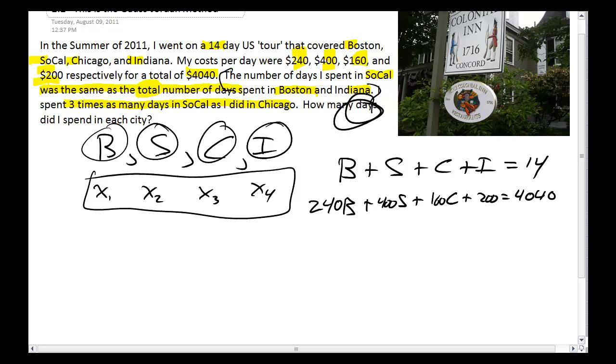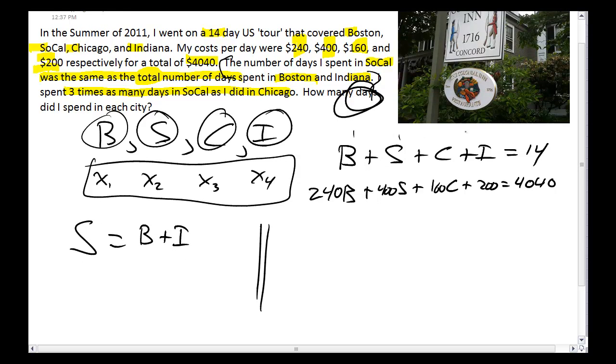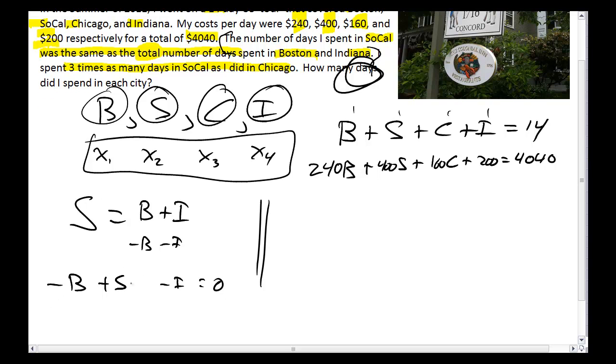First of all, and I'm going to do this sort of scratch work over here, it tells me that the days I spent in SoCal were the same as the days spent in Boston and Indiana. I want to have these all in the correct format where everything's lined up nicely in little columns. So I subtract off B and I, and I make sure I keep it in the right order. So I have minus B plus S minus I equals 0. If I wanted to, I could do plus 0 Chicago, but I don't have to.